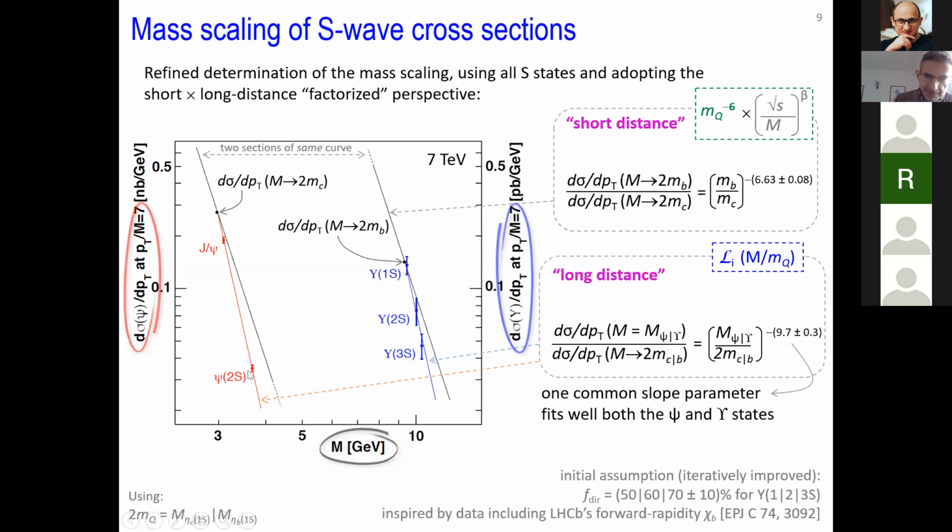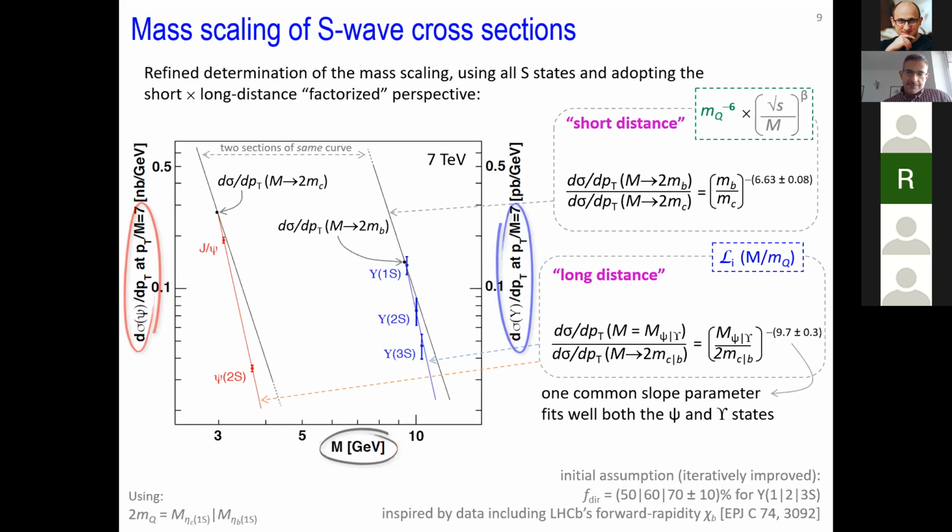Then we do a fit to make the extrapolation of the quarkonium cross sections, to extrapolate until we intersect this black continuous line. And these points of intersection are our cross section for an object which has the mass equal to twice the mass of the heavy quark.